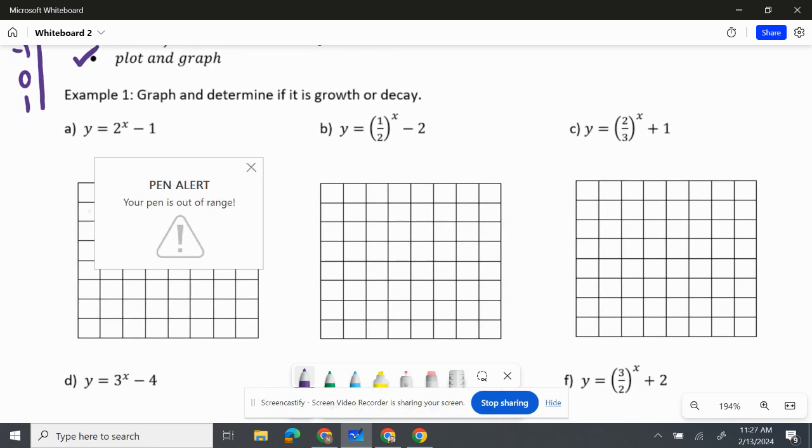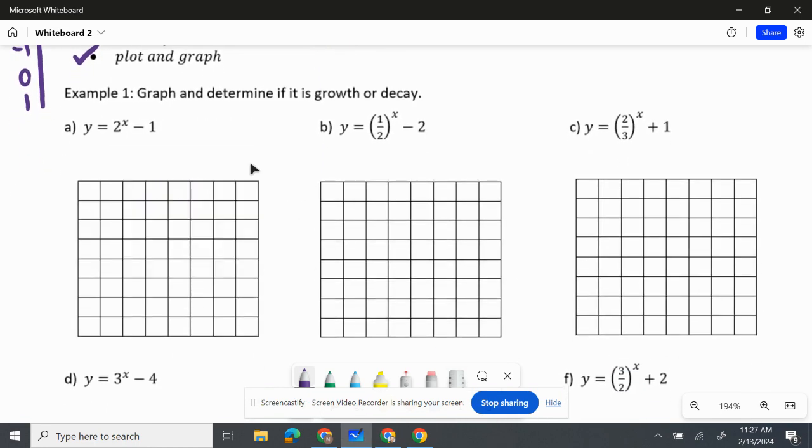So looking at our first one, what we have is deciding if it's growth or decay. We see that our b value is 2, so this would be a growth model. Then our horizontal asymptote is going to be y is equal to -1 because it's our k value. Then the next thing that we're going to do is our table of values. This is the hardest part.